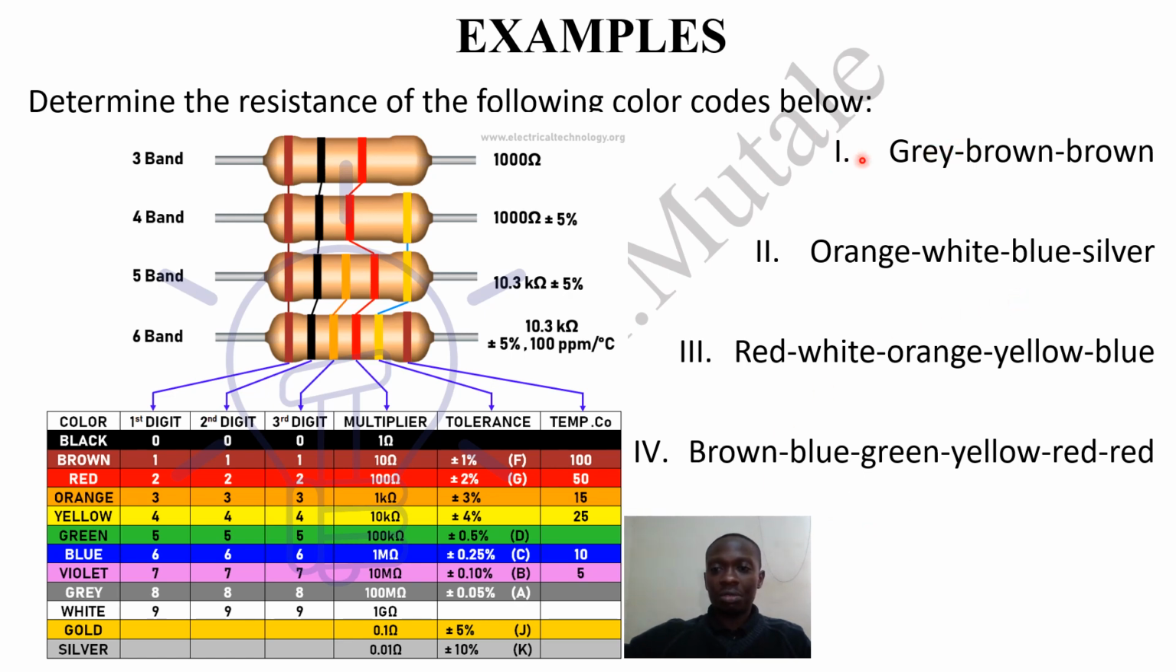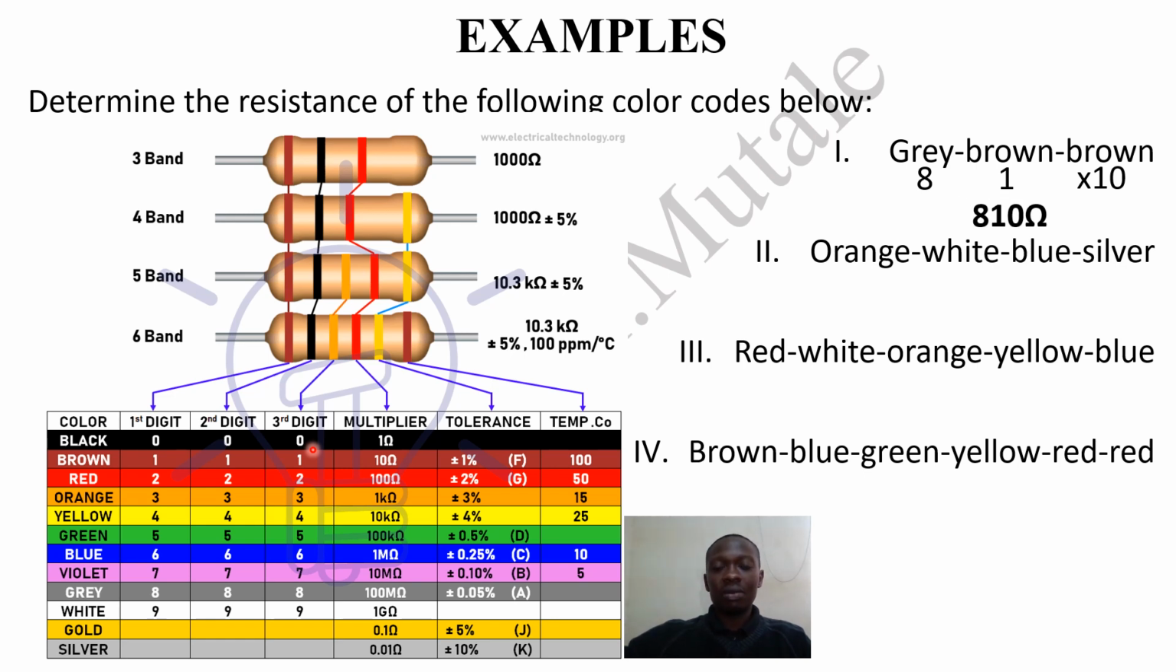For the 3-band color code, we know that the first one is a digit, the second is a digit, and the third one is supposed to give us a multiplier. If you look at gray, it has a digit of 8, so you give it 8 there. Brown has a digit of 1, you give it a 1 there. Then brown, which is the third one, should be a multiplier. The multiplier for brown is 10 ohm, so you have 10 ohm there. Therefore the value for this resistor is 810 ohms.